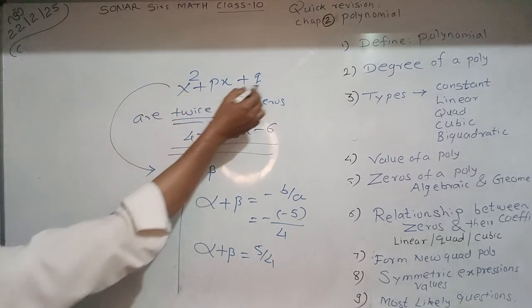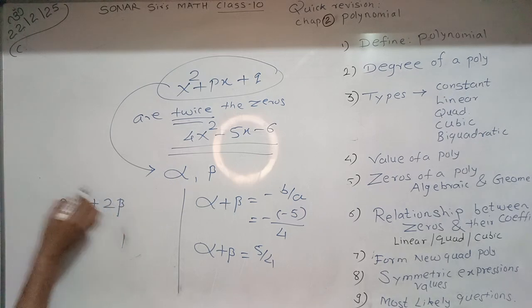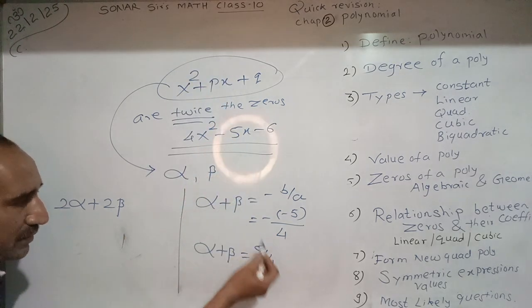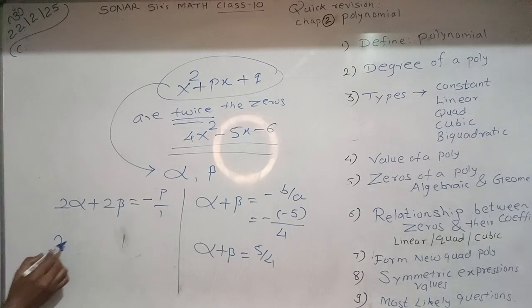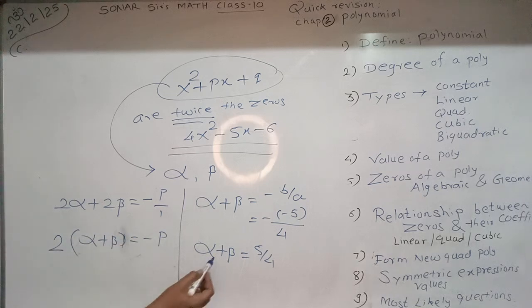Now for this equation, the sum of zeros will be twice alpha plus twice beta, because it is given that the zeros of this polynomial are twice the zeros of this polynomial. So here minus b, that is p, and a is 1. If we take 2 common, it becomes alpha plus beta equals minus p, and this alpha plus beta we already have as minus 5 upon 4. So p is equal to minus 5 by 2. 2 ones are 2, 2 twos are 4, and it becomes minus 5 upon 2.